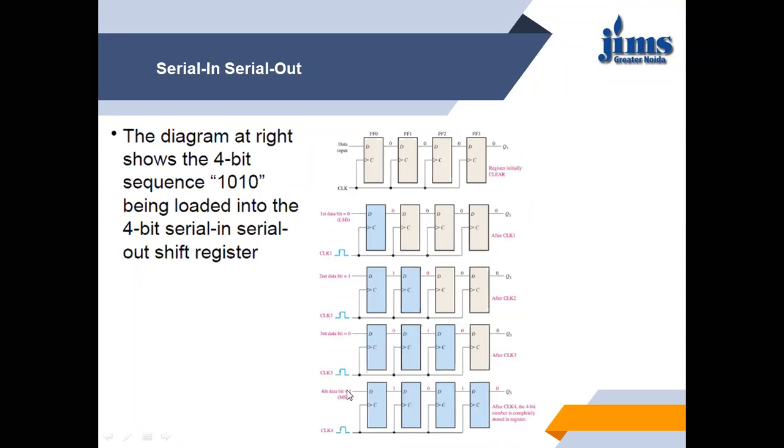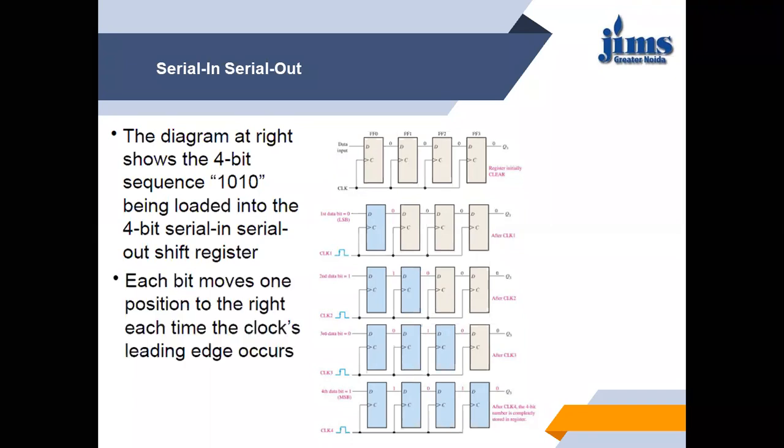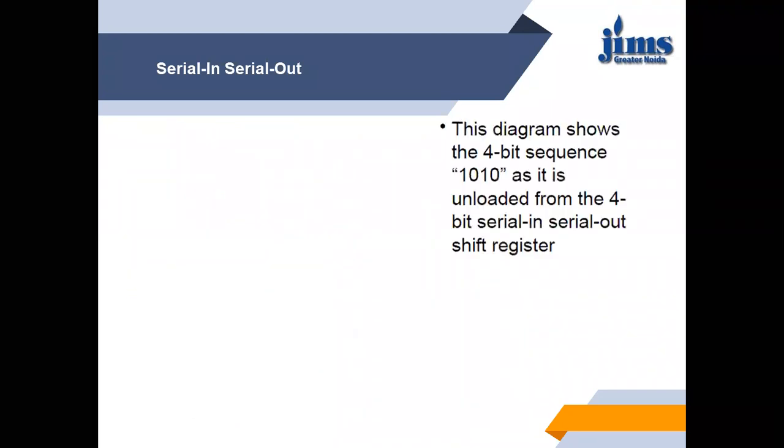So you can see directly that 4 clock pulses are required to load 4 bits of data into a 4-bit shift register, which is serial in, serial out. It is consuming 4 clock cycles. That means the speed of this particular serial in, serial out shift register will be slow. Each bit moves one position to the right each time at the clock's leading edge, and 4 clock pulses load the register. Now suppose we have to unload this particular sequence, that is, we have to fetch the data and store it in another location.